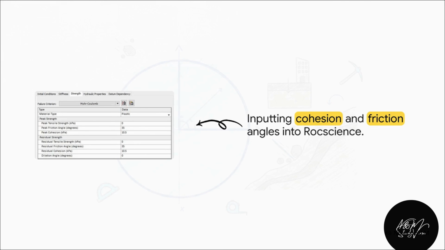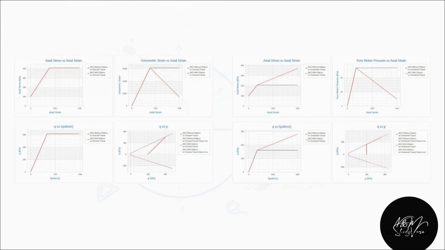Instead, they take the Mohr-Coulomb failure criterion data, specifically those peak cohesion and friction angles we just talked about, and input them directly into advanced simulation software like RockScience. The software then uses those inputs to simulate incredibly complex stress paths for drained and undrained triaxial compression tests. Basically, it's mathematically predicting how water pressure, volumetric strain, and massive construction loads are going to impact the material long before a single shovel ever hits the dirt.